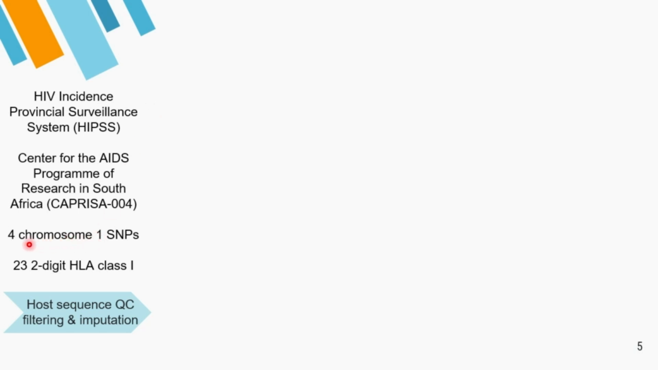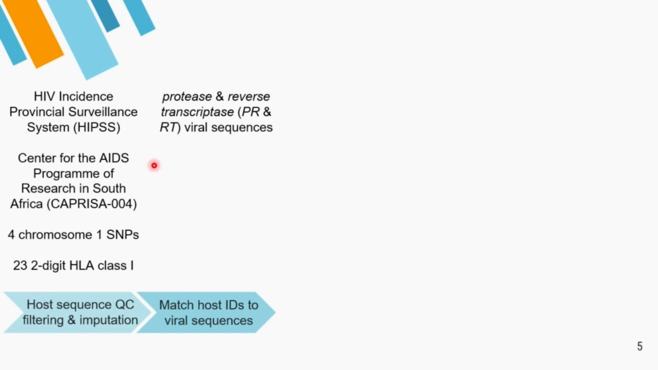And so from this data, we selected 4 protective chromosome 1 SNPs, and then also 23 2-digit HLA class 1 alleles. We then matched these individuals to protease and reverse transcriptase sequences. I will mention that the host sequences and viral sequences had been previously generated. So we did our best to retain as many individuals as possible within the study. And so this left us with up to 148 individuals to do testing.